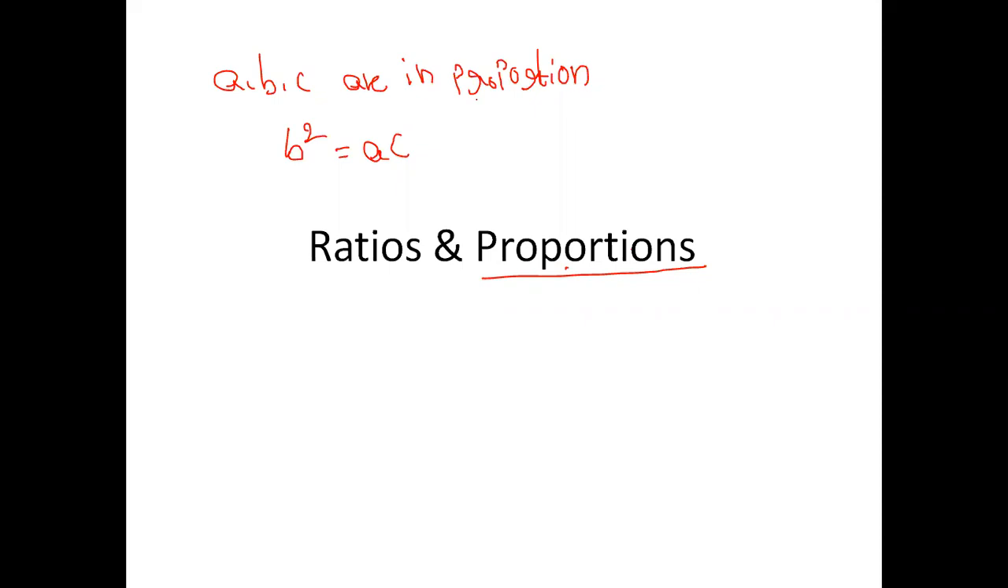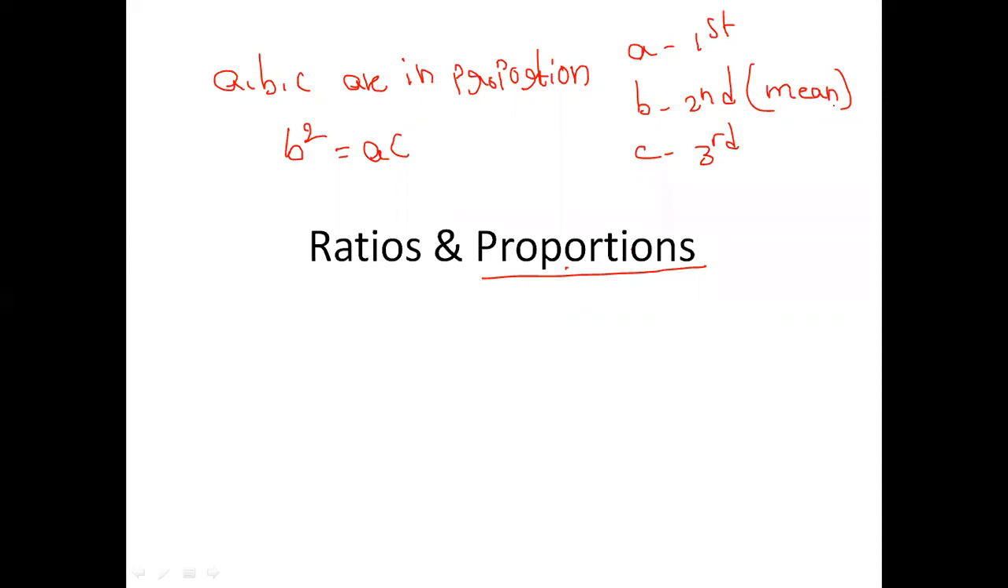So just try to recall it, guys, where we could call A as first term or first proportion, B as second term or second proportion, and C as third term or third proportion. And we do have one nickname for B. We can call B as mean value.